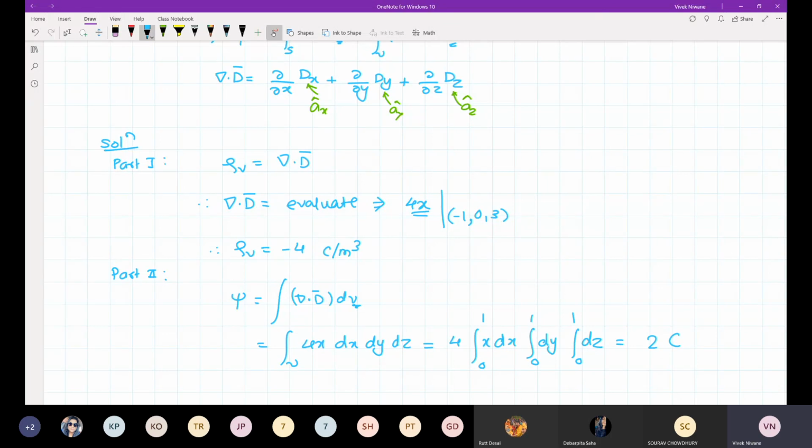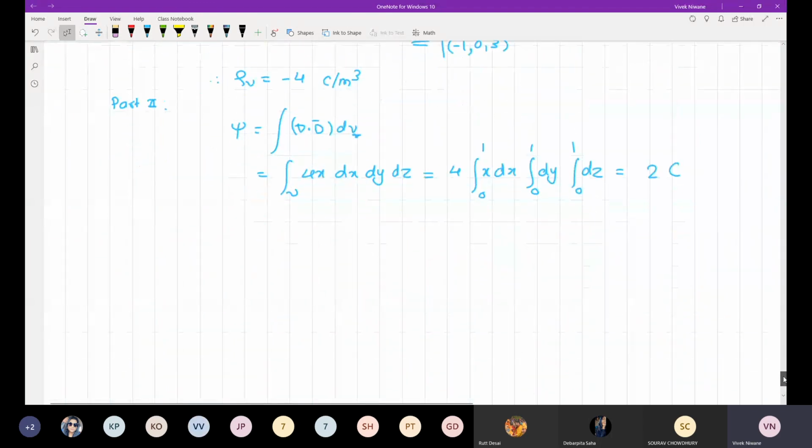This will be homework for you. Actually, I solved it 80%. You have to solve 20% on your own.